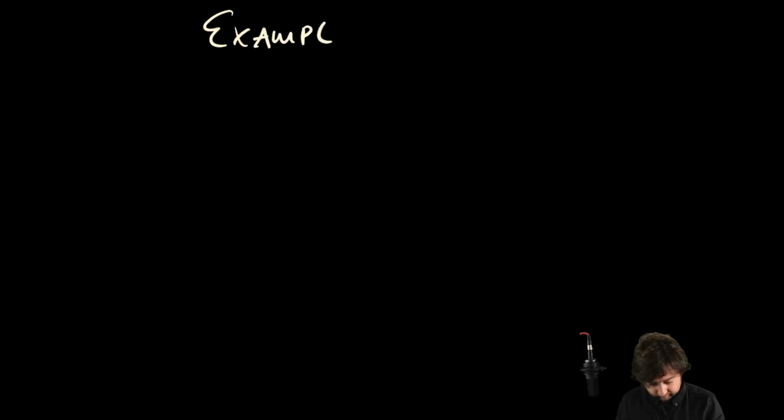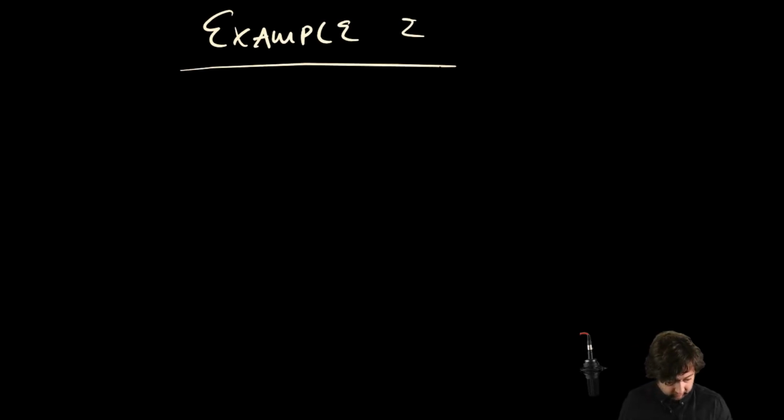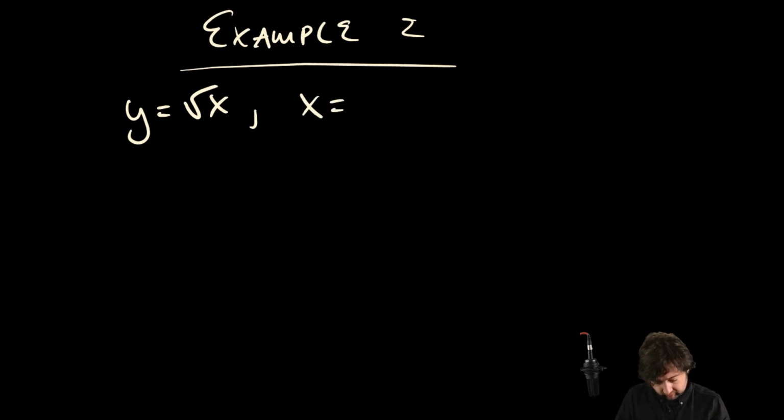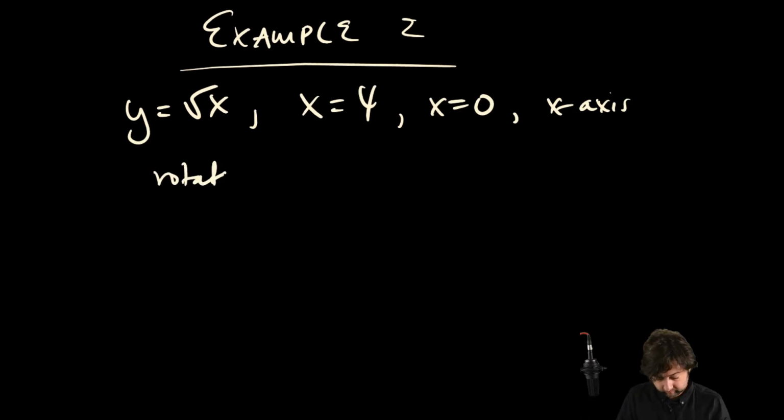All right, so let's look at another problem here, and we'll decide which way we want to do it. Sometimes we can use either method and it doesn't matter. So here's example 2. Let's suppose that we're looking at y is equal to root x, x is equal to 4, x is equal to 0, and the x-axis. That's the region. And we're going to rotate it about the, I don't know, x-axis.